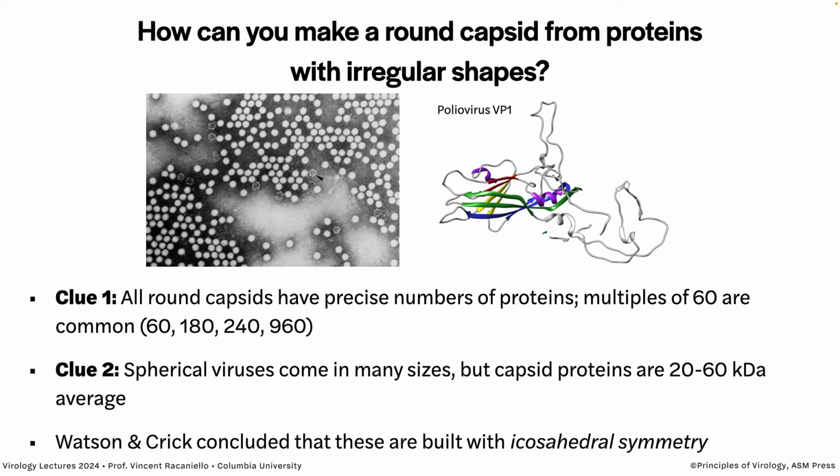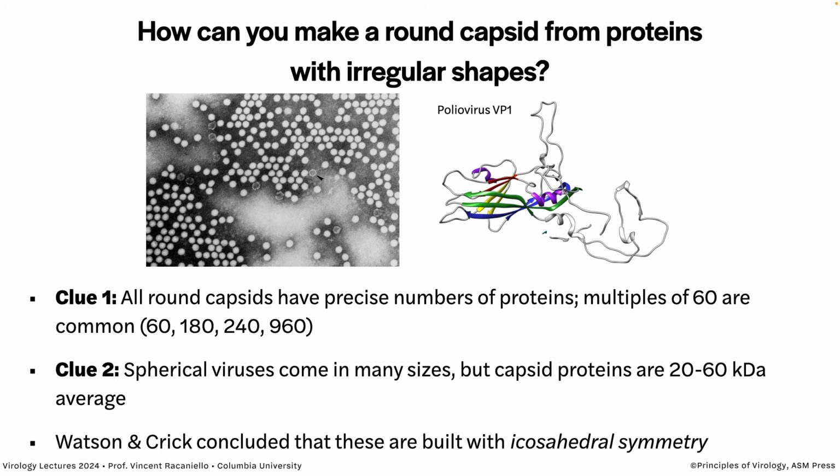Icosahedral symmetry. So we have to make a round virus now. How do you make a round virus from proteins that are irregular? So here's a viral capsid protein. It's a poliovirus capsid protein. Poliovirus makes spherical particles. And that capsid protein is irregular. So how do you make a spherical particle?